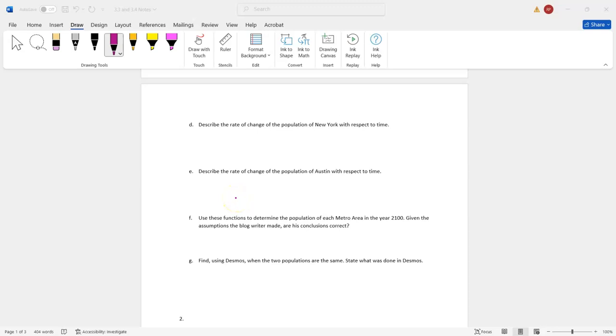All right, so on Part D now it says describe the rate of change of the population in New York. Now keep in mind that the rate of change here that we're talking about is a constant rate of change because we are talking about the fact that New York was linear. And so we want to state just as we had done in our linear chapter.